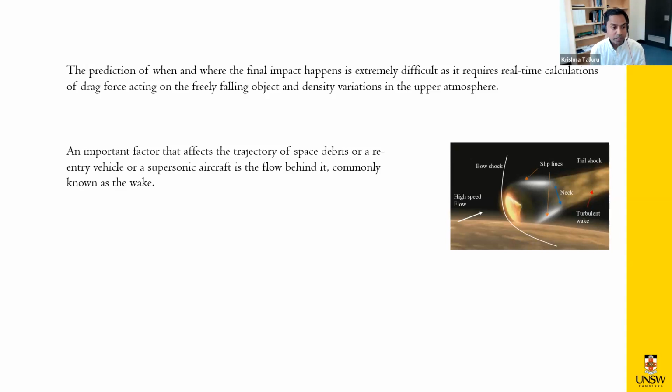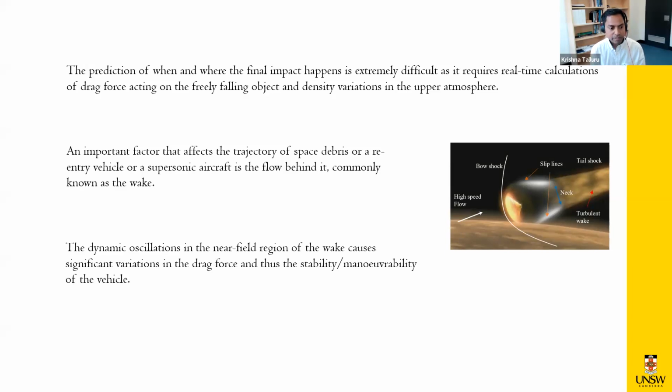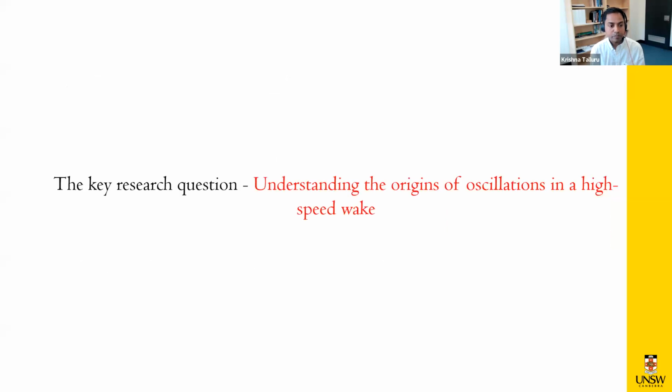And in my opinion, the wake, which is the flow behind these re-entry vehicles or a supersonic aircraft, plays a key role in determining the trajectory. The reason is if the wake is oscillating, it is going to cause significant variations in the drag force, which will eventually affect the stability or the maneuverability of the vehicle. And that is key to predict where it will eventually come down.